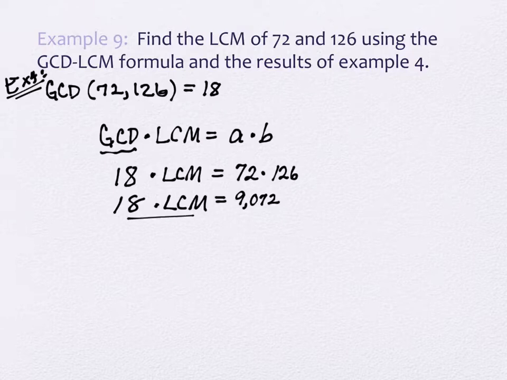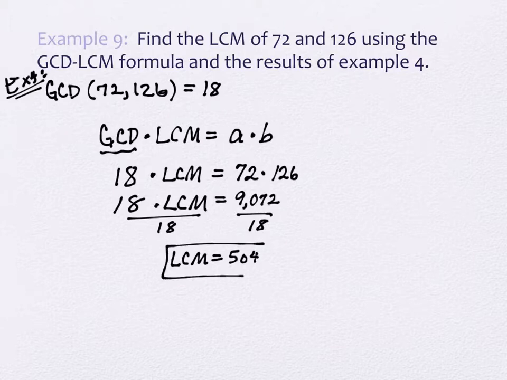How then would I find the LCM when I get to this point? Yeah, we would divide by 18. So that 9072, divide by 18. What do you get? 504. And that will be it.